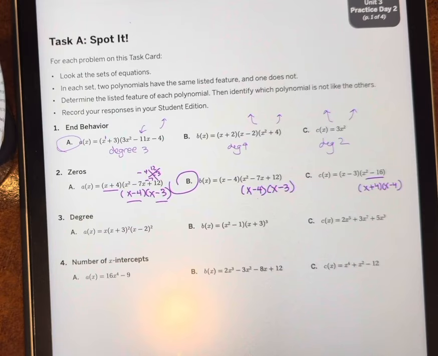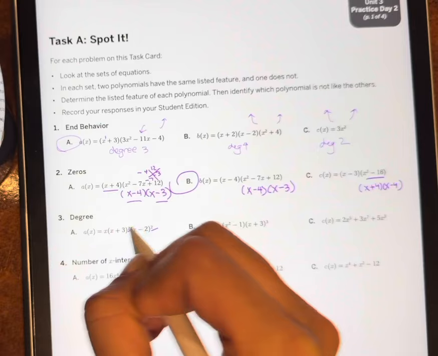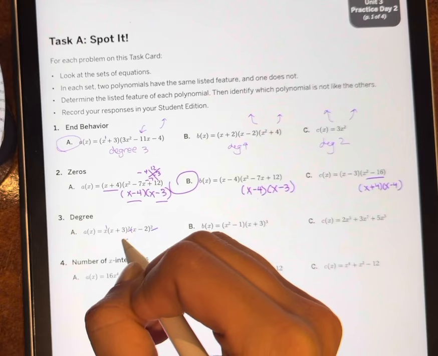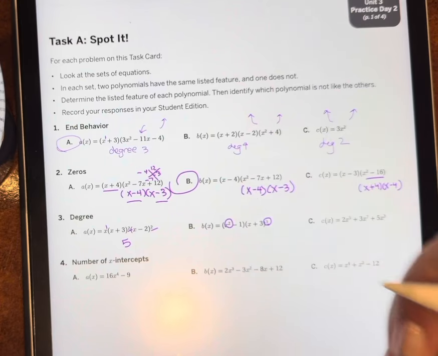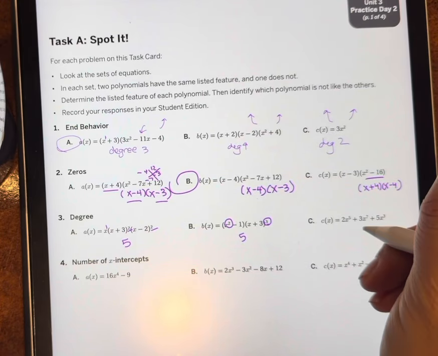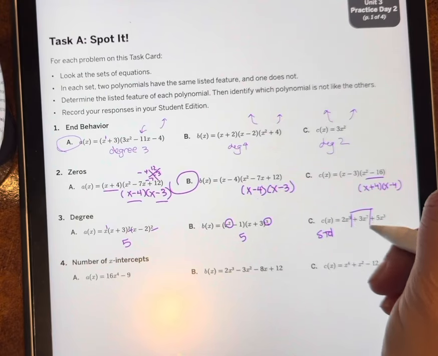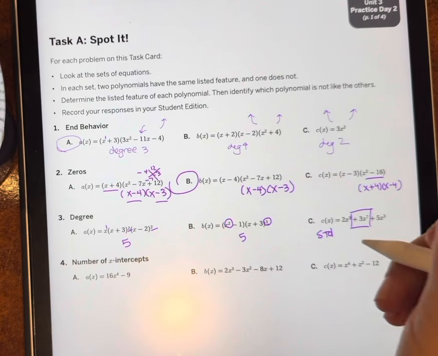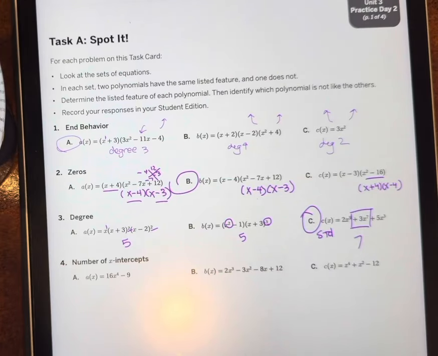Degree. All right, they're going to try to confuse us. I can see it coming. 2, 2, and 1 makes this guy a degree 5. A 3 and then 2 right there makes this a degree 5. And then a standard form 1. That means just go find the term with the biggest exponent. This is a 7. All right.